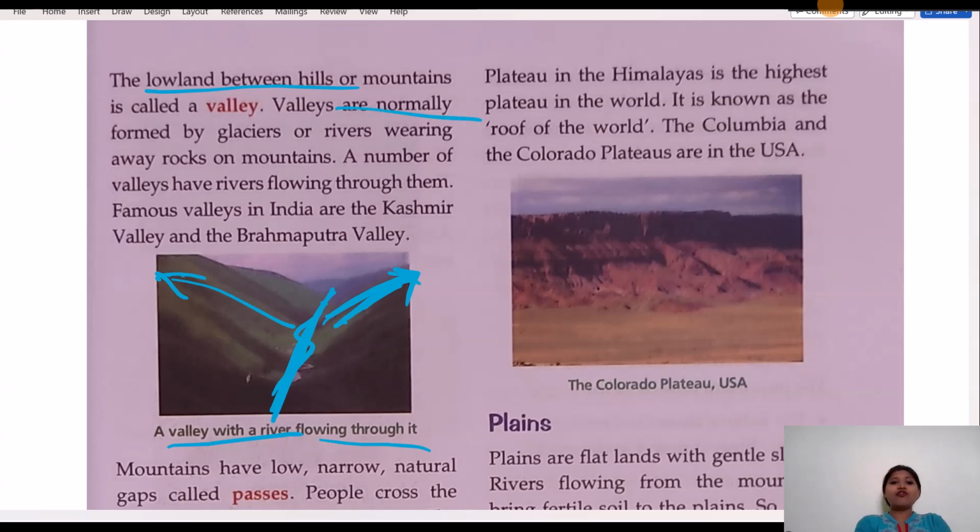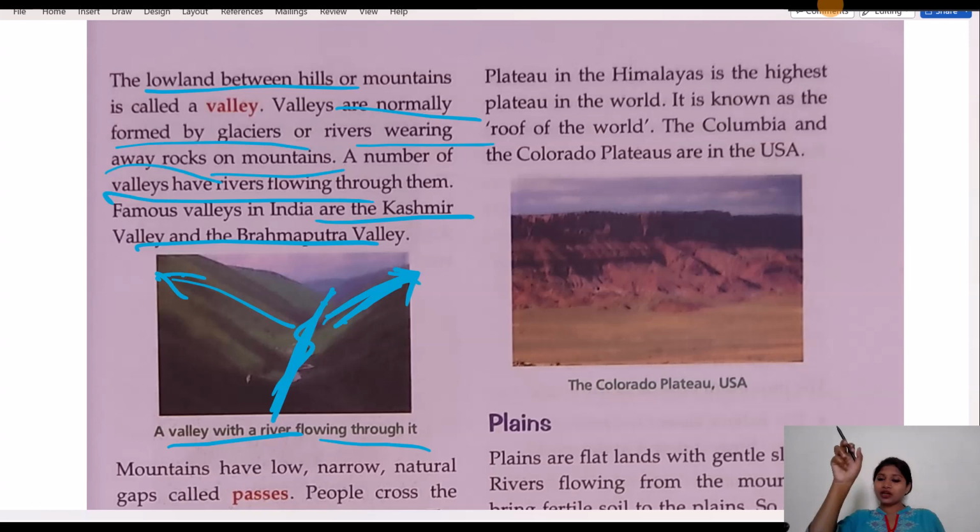Valleys are normally formed by glaciers or a river wearing away the rocks or mountain. A number of valleys have rivers flowing through them. Famous valleys in India are the Kashmir Valley and the Brahmaputra Valley. So this type of valley, what does it do? Glaciers, that is, the mountains we studied about, the ice melts and flows down and joins it. An example in India is Kashmir, and the river coming through it is the Brahmaputra, which is an example of a valley.